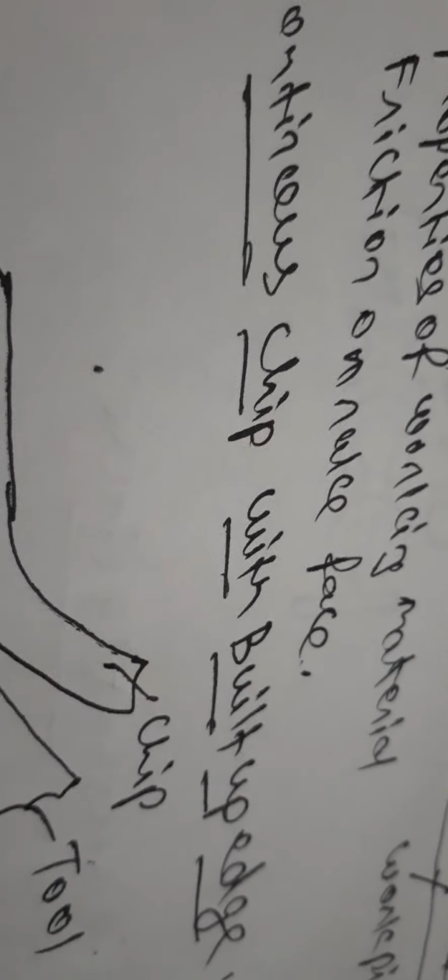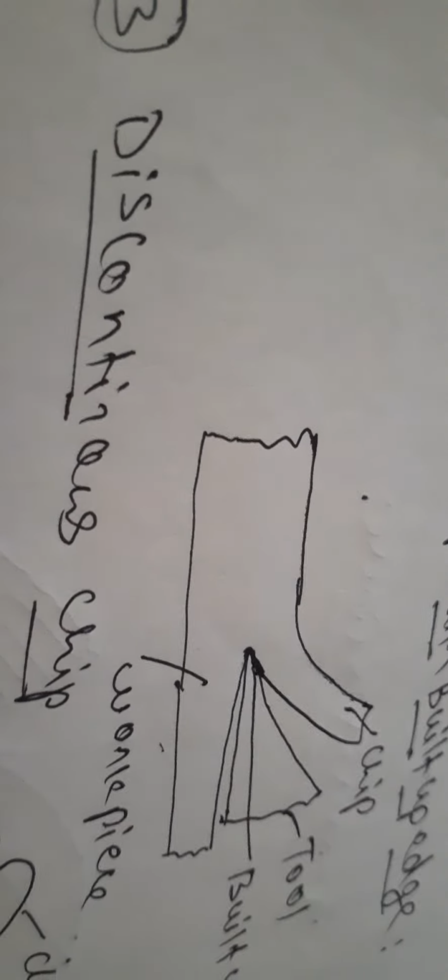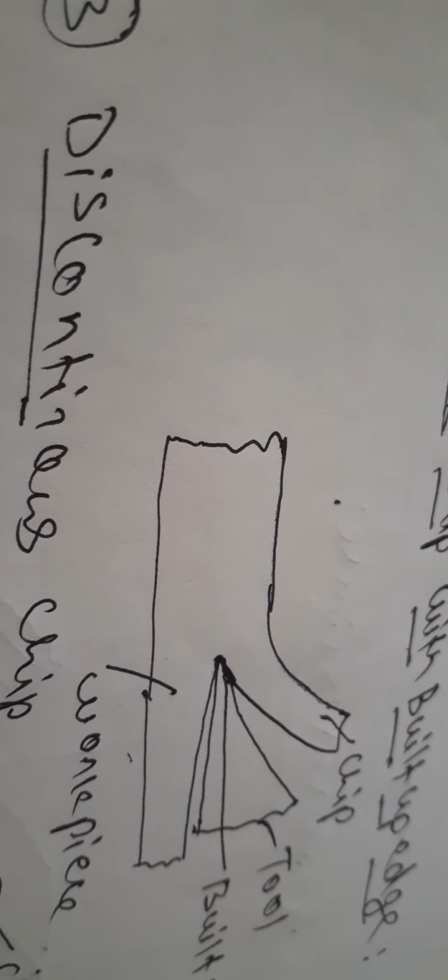and a layer of metal called chip is removed. Machining processes may be classified into two categories. First of all, we will discuss orthogonal cutting, a special case of metal cutting where the cutting edge of the tool is arranged perpendicular to the direction of relative tool motion. This is called orthogonal cutting.